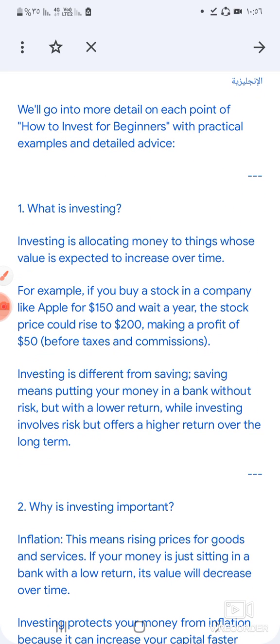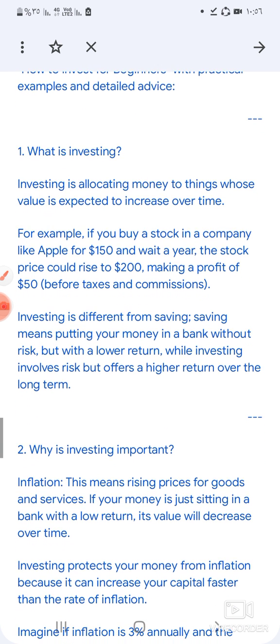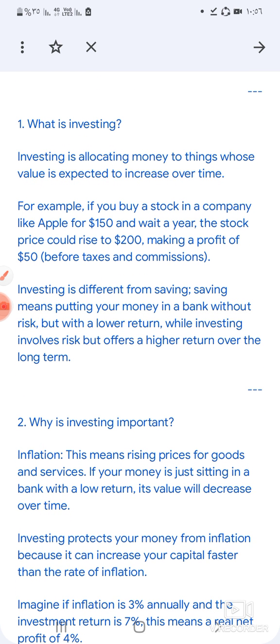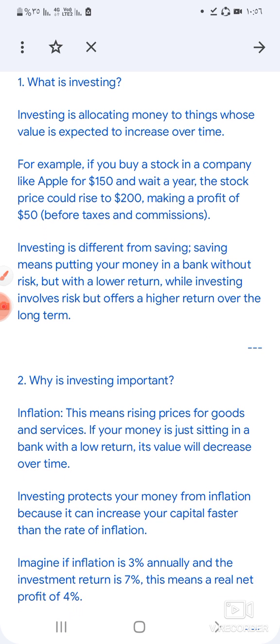1. What is investing? Investing is allocating money to things whose value is expected to increase over time. For example, if you buy a stock in a company like Apple for $150 and wait a year, the stock price could rise to $200, making a profit of $50 before taxes and commissions. Investing is different from saving. Saving means putting your money in a bank without risk, but with a lower return, while investing involves risk but offers a higher return over the long term.